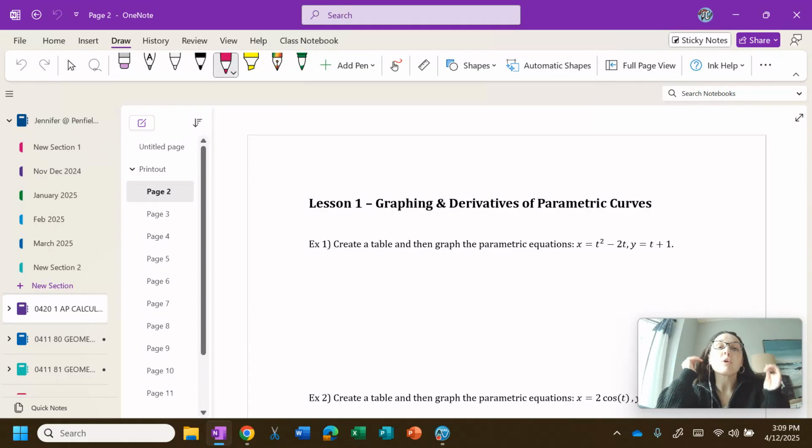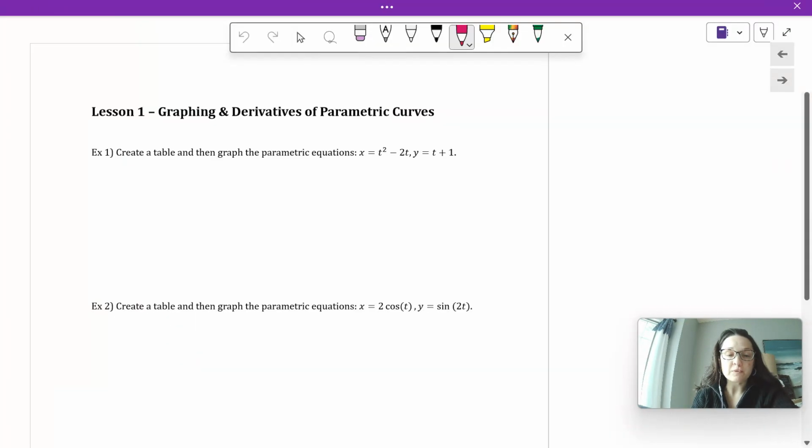So I need you to have your parametric packet out. I also need you to have a graphing calculator out, or just make sure you pay attention to what I'm doing with the graphing calculator, because that will help you quite a bit as you go through these. So in your packet, I need you to find lesson 1, graphing and derivatives, pardon me, of parametric curves.